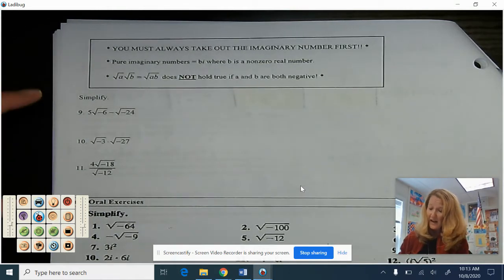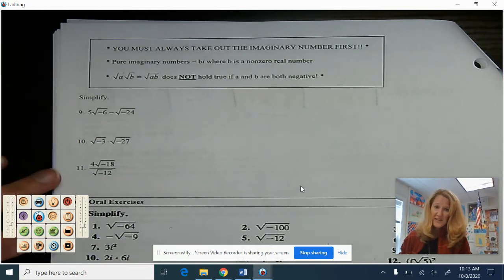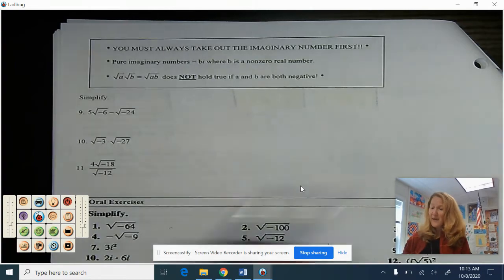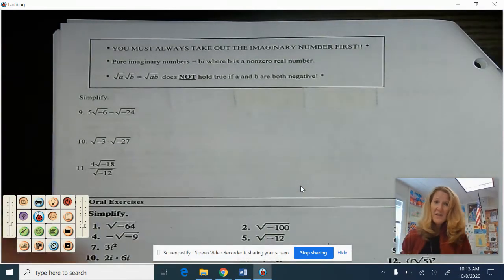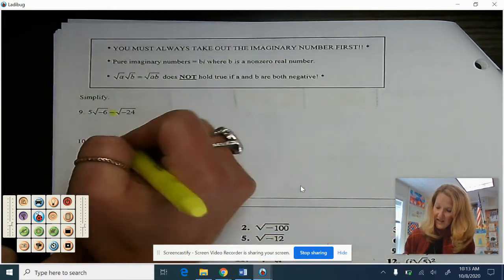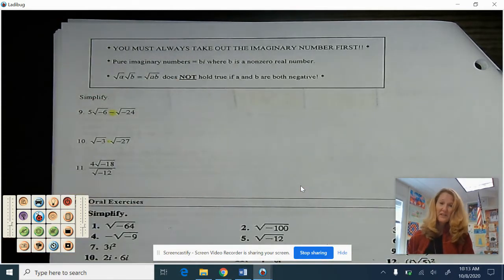Okay. And then what I would say for these 3 examples that I'm going to do right now, it is very important that you pay attention to the operation. And number 9, it's a subtraction question. And number 10 is a multiplication. And number 11 is a division question. So you want to think about that. When you add and subtract radicals, you are looking for like radicals.